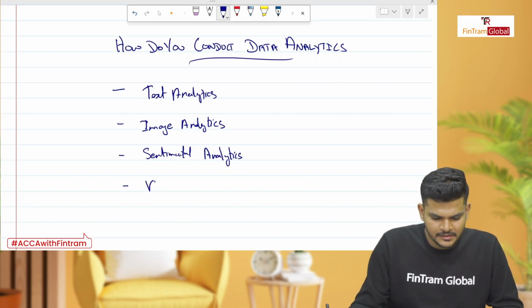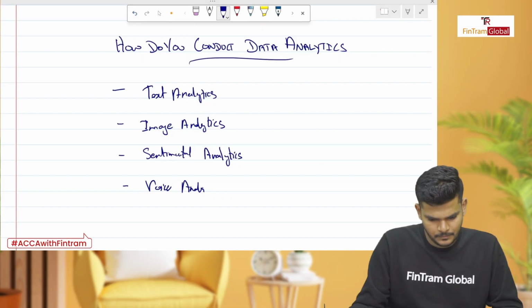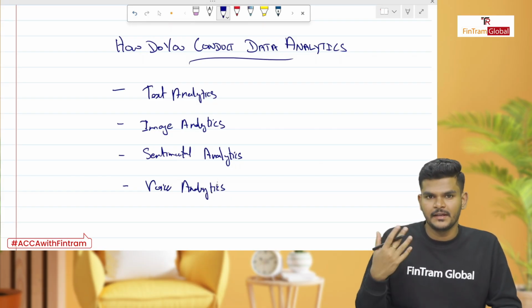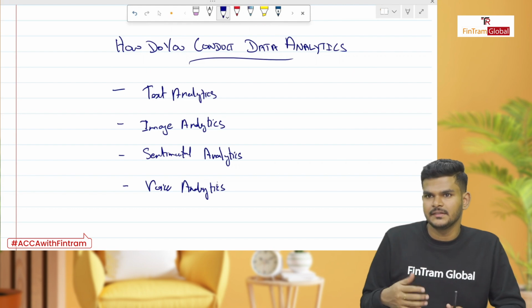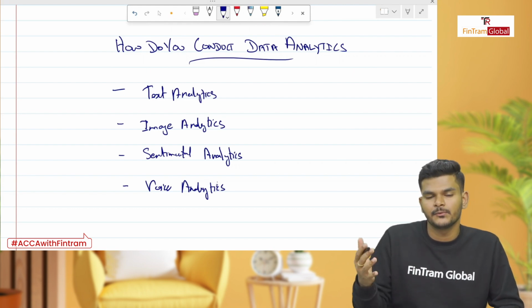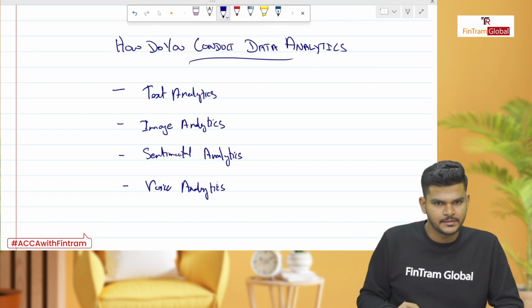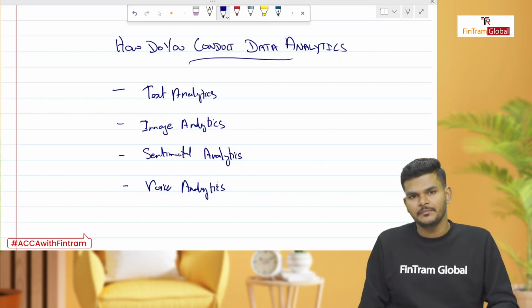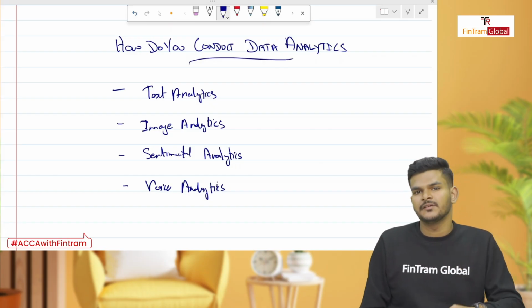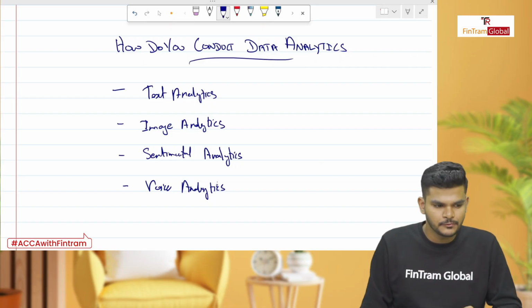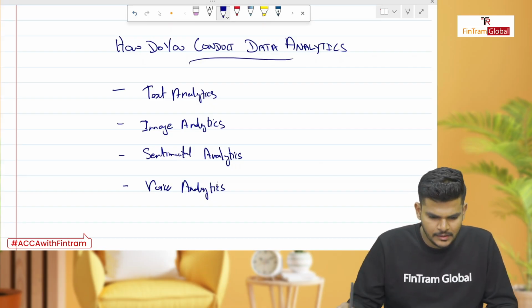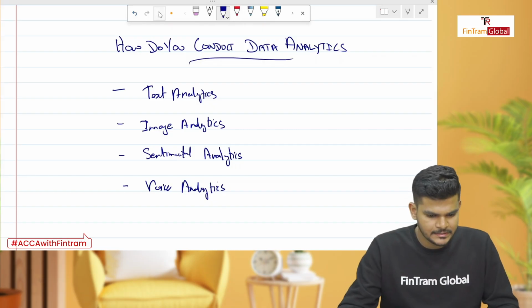Something similar is voice analytics. It analyzes certain voices, let's say from my lectures, and then provides subtitles or something like that. Those kinds of software can be an example of this. So these are some alternative analytics that can be used for various business purposes. Okay, folks, simple as that. So that's basically all about big data and data analytics.